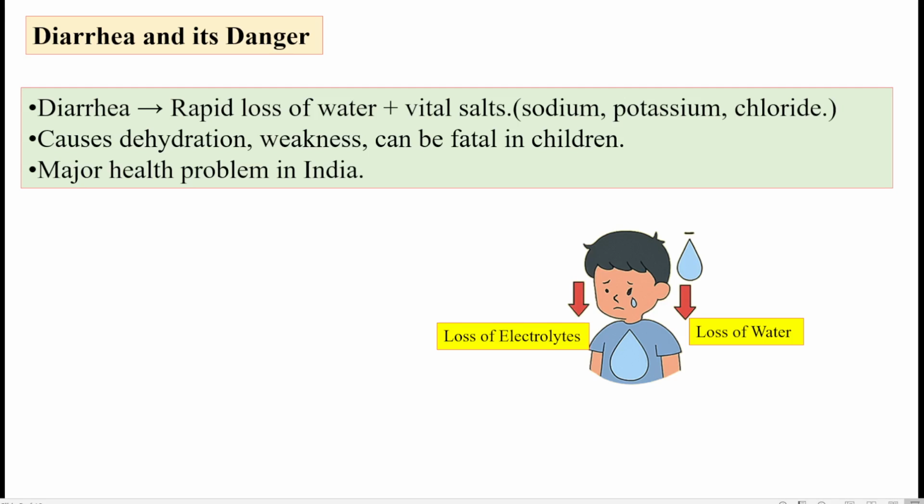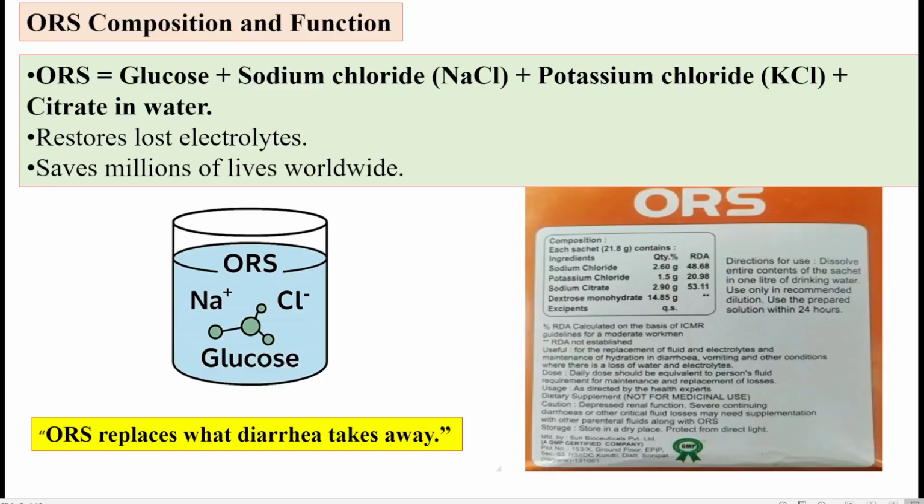Diarrhea and its danger: you know that diarrhea means rapid loss of water and vital minerals like sodium, potassium, and chloride. So it causes dehydration and weakness, and may be fatal in children. The statistics say that one of the major health problems in India is diarrhea. It can be easily solved by a simple life-saving ORS powder. You just dissolve it in water and give it to the patient.